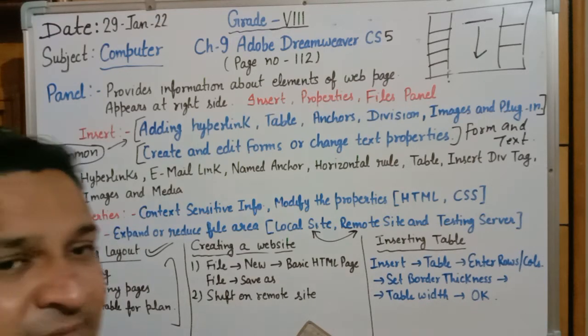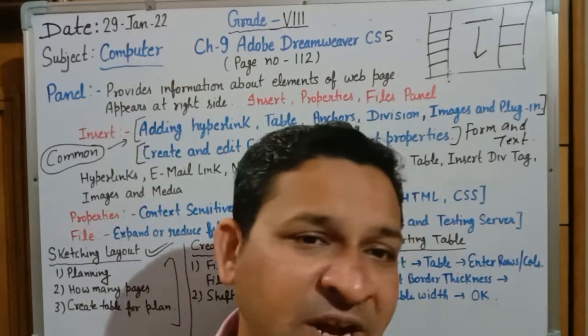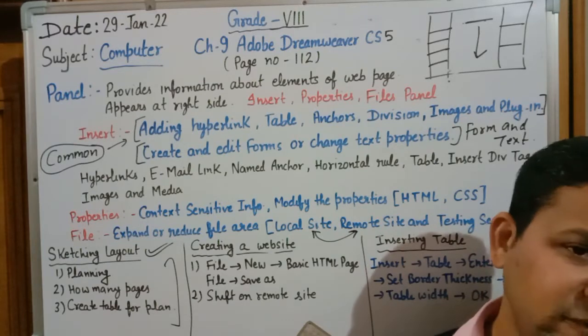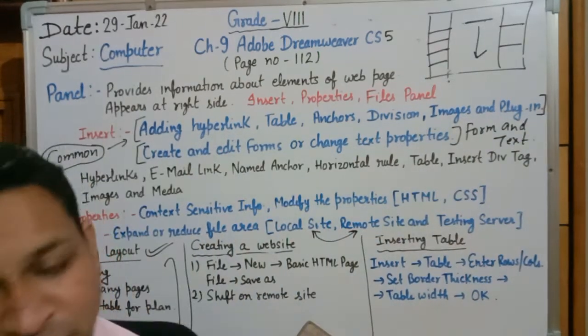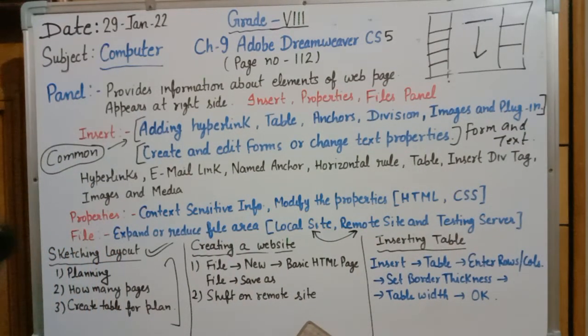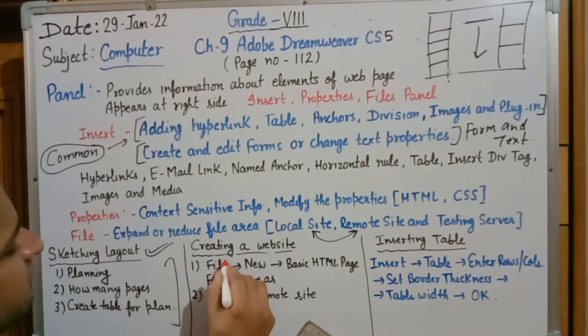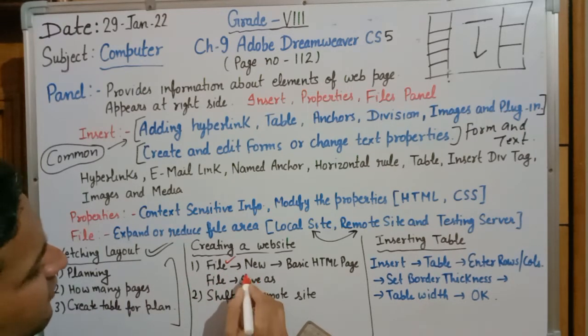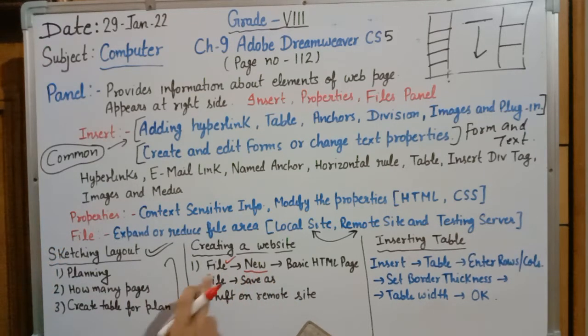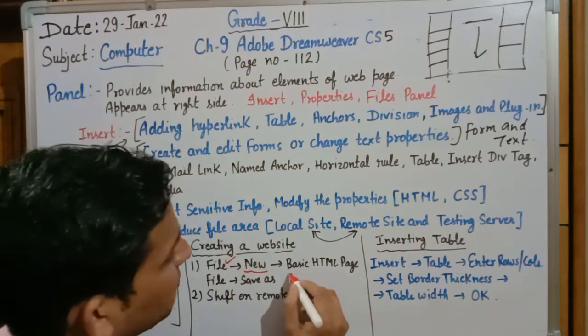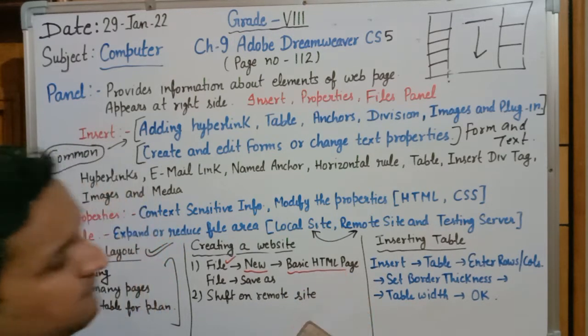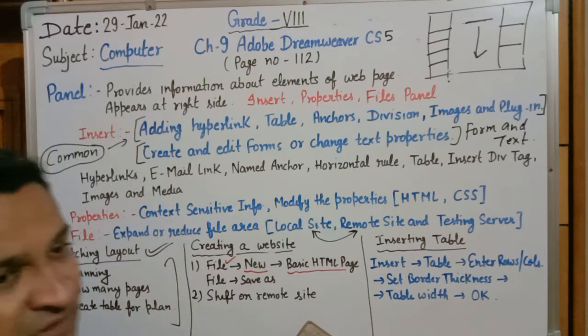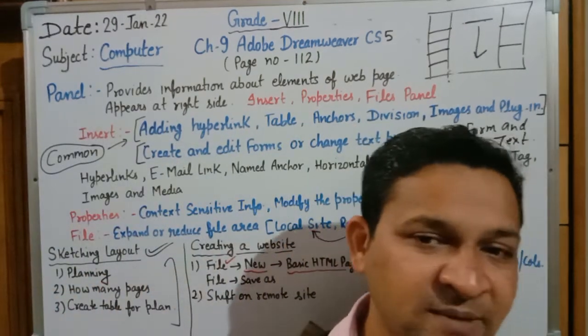Now, steps to create a website. When a user wants to create a website by using Dreamweaver, in that case we have to follow some number of steps. Step 1. To create a website, the first step is you have to click on the file option. After clicking on the file option, you will go to the new option. In file you will get the new option. In the new option you will select basic HTML page.